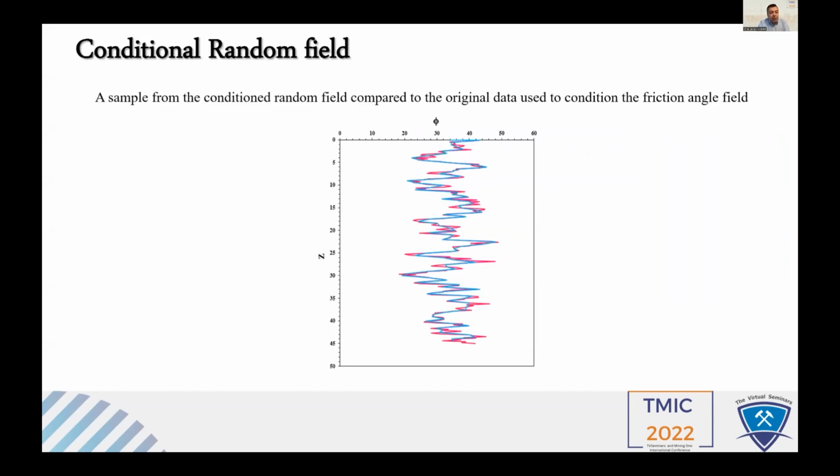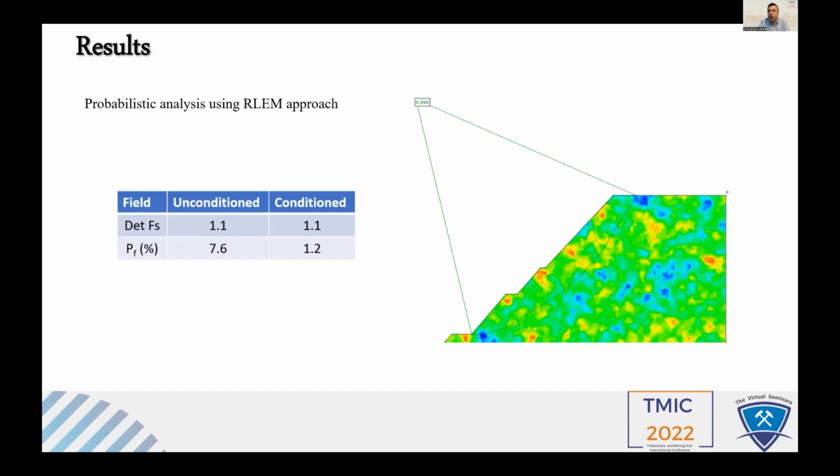To check if our method is working or not, we extracted some data from the conditioned field at the same location where we conditioned our field, and we compared it to the original data that we used to condition the field, and you can see that they are matching perfectly. This is for one of the locations. We had about 10 of these location points.